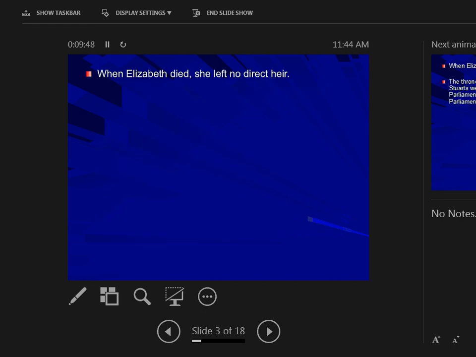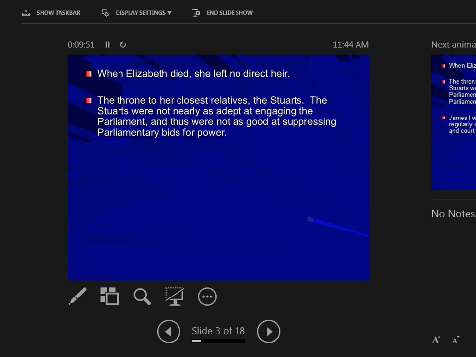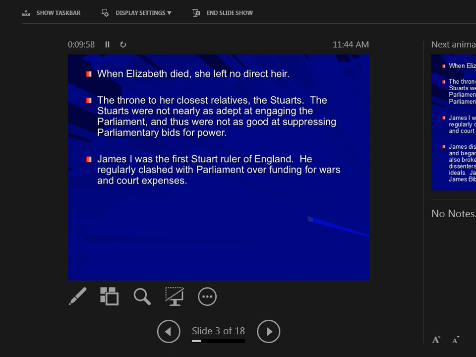As we established, when Elizabeth dies, she leaves no direct heir. So it passes to her closest relatives, the Stuarts. And one of the first problems that the Stuarts are going to have has to do with money. James I, who was the first Stuart king of England, regularly fought wars and had to try to cover an expensive court. You guys remember Louis XIV, the King of France, who built Versailles and had a really ostentatious party life, spending huge amounts of money and driving the country into debt?